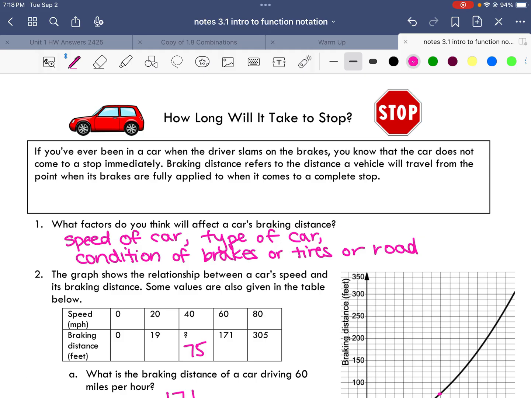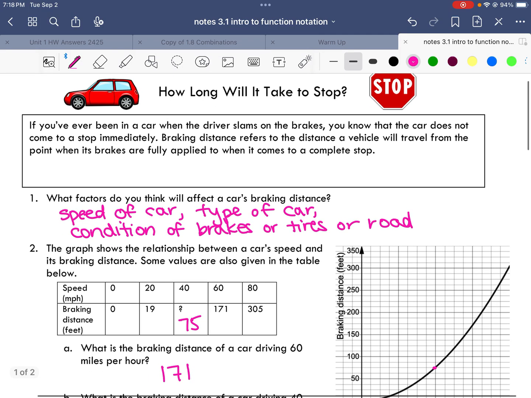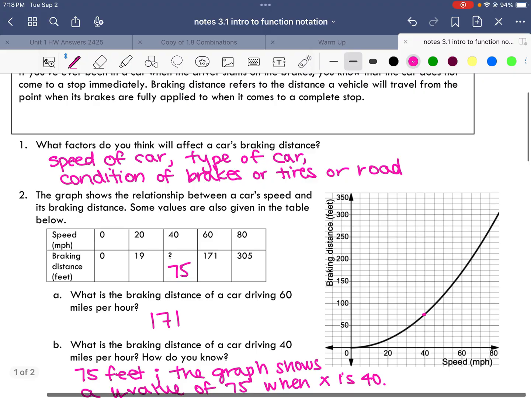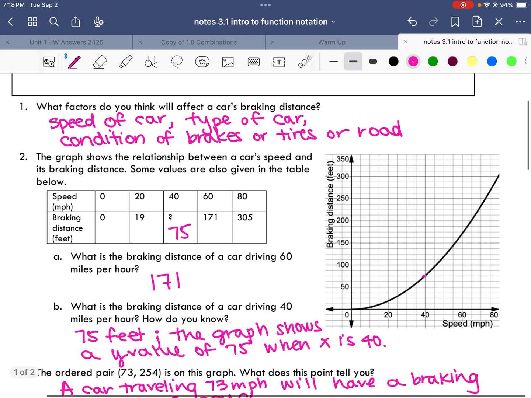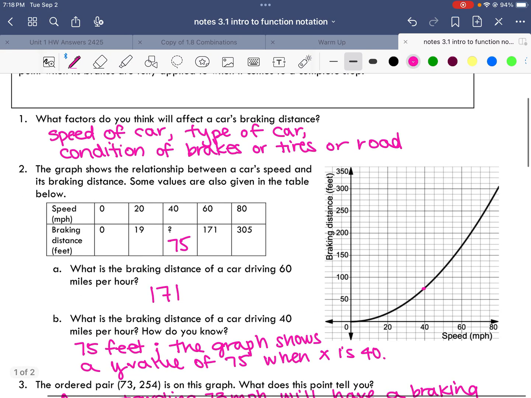How fast you're going, what kind of car you're driving, what kind of condition your brakes are in, or if you have tires that are not so good, that might take longer to stop. What kind of road you're on. If the road is in bad condition, that could matter, right? So any of those things are okay. Just think about it, there are lots of factors that impact braking. And then we start to look at this relationship between a car's speed and the braking distance.